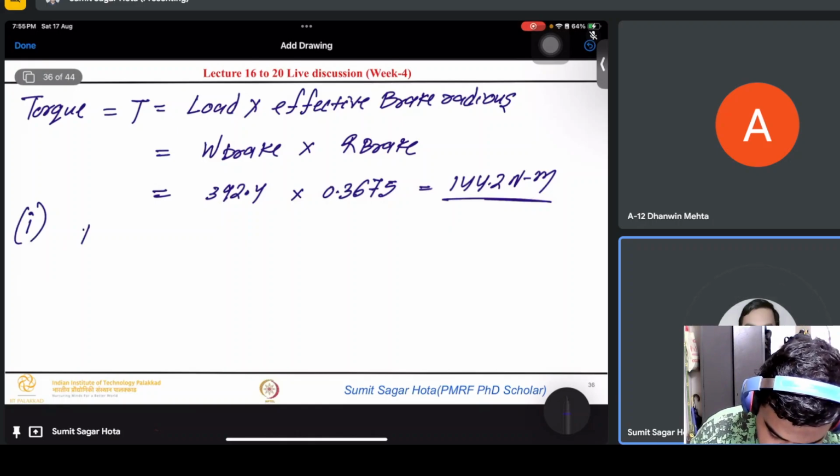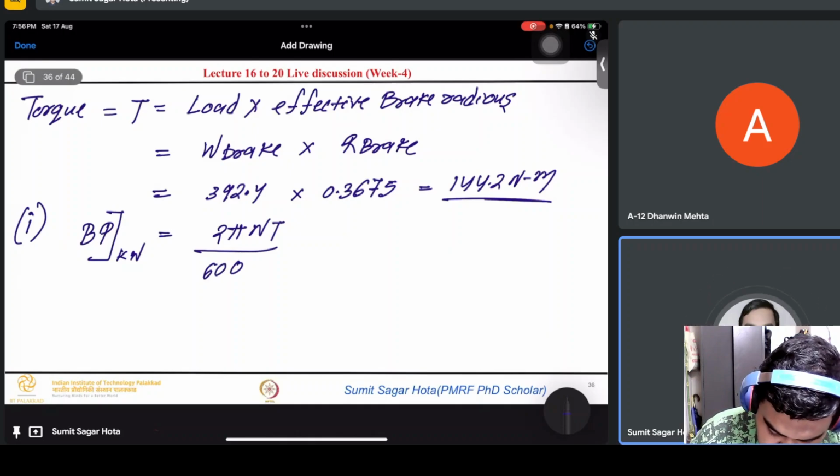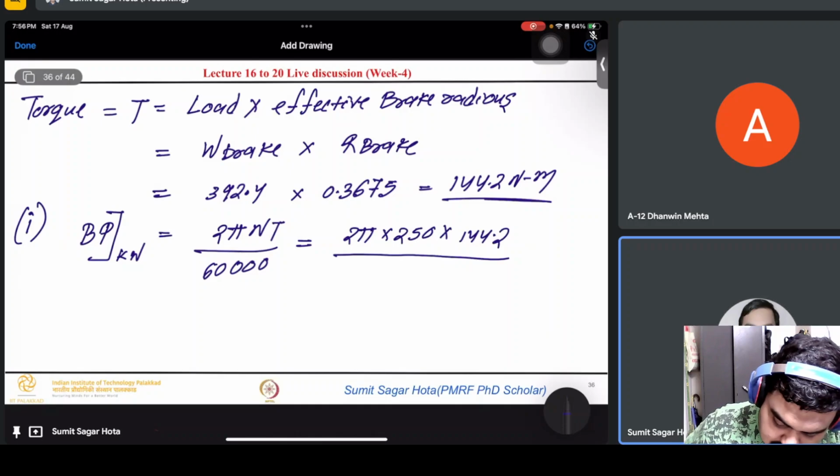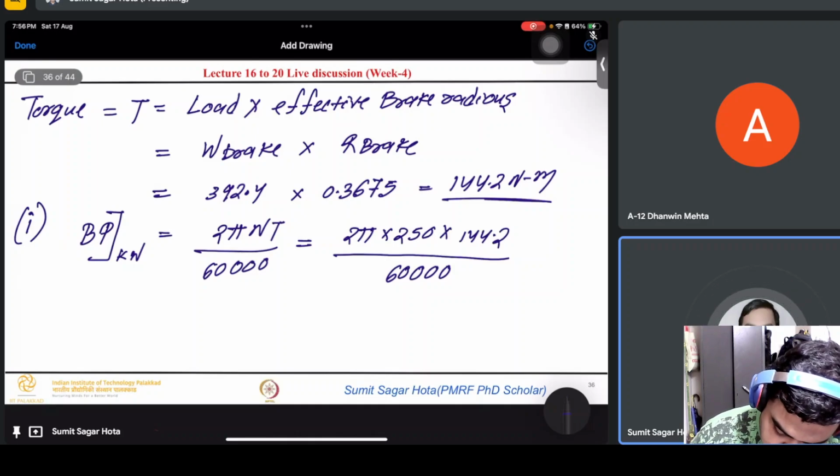So let's calculate now. The brake power in kilowatt is 2 pi N T by 60, since converted into kilowatt, divided by 1000. Torque we calculated now, divided by 60,000, which gives the value 3.775 kilowatt.